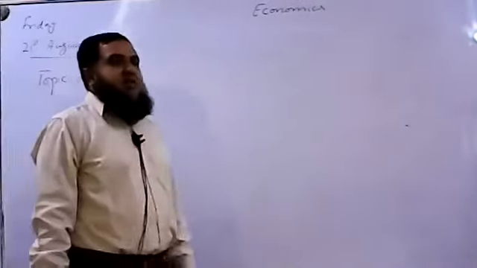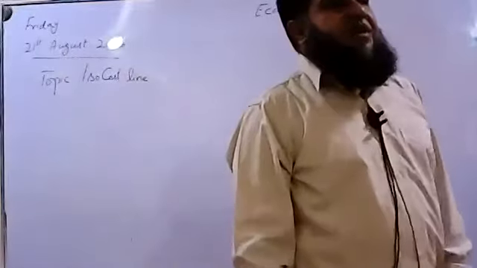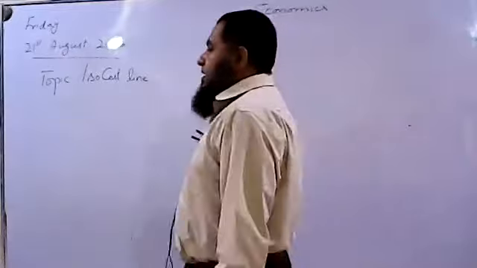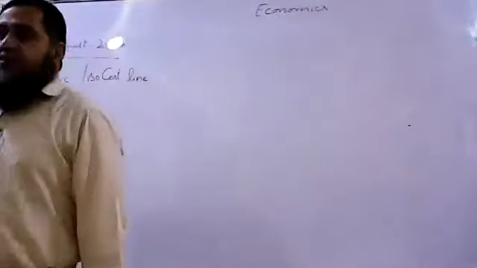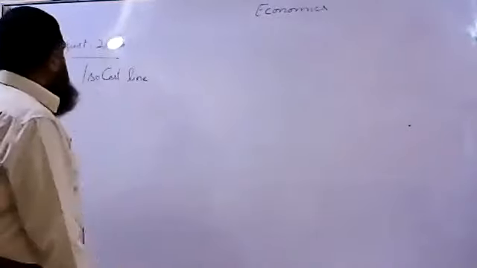Actually, the isocost line will tell us the relative prices of labor and capital, where the cost of production along this line will remain the same. The different combinations of inputs like labor and capital can be employed, but the total cost of production along this line does not change. All right, so this is the isocost line.